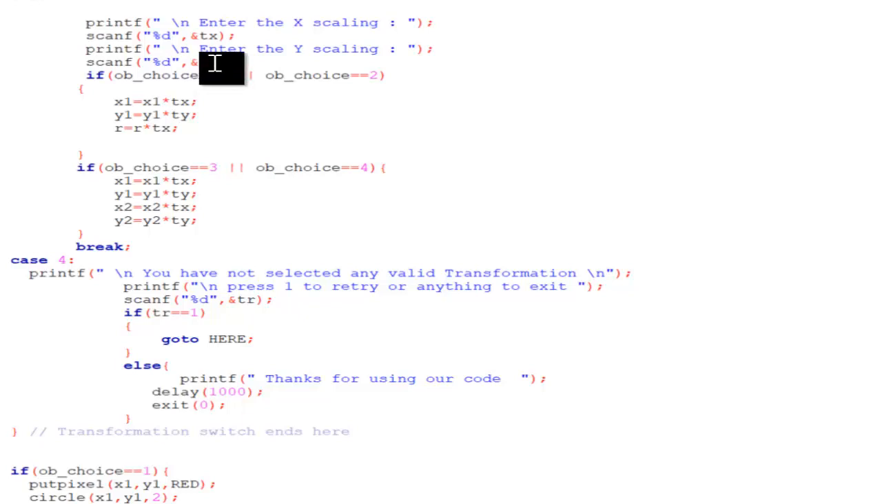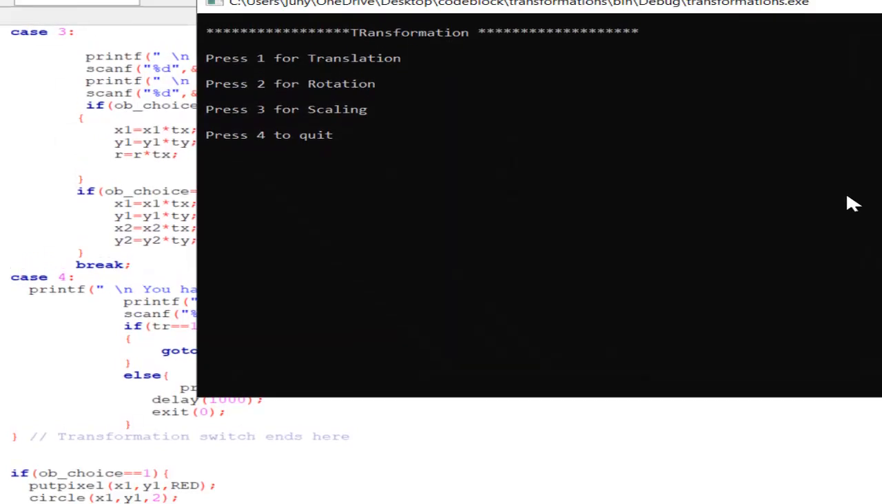And then again, if it is 1 or 2, that means point or circle, we just do it with x1 and y1, and with the radius if it is a circle. If it is a line or a rectangle, then we give it for both of these: x1, y1 and also x2 and y2. We understand that, right? Let us do it for scaling to end it.